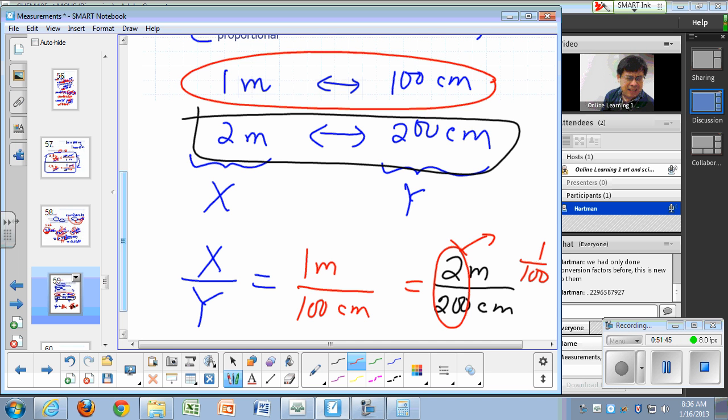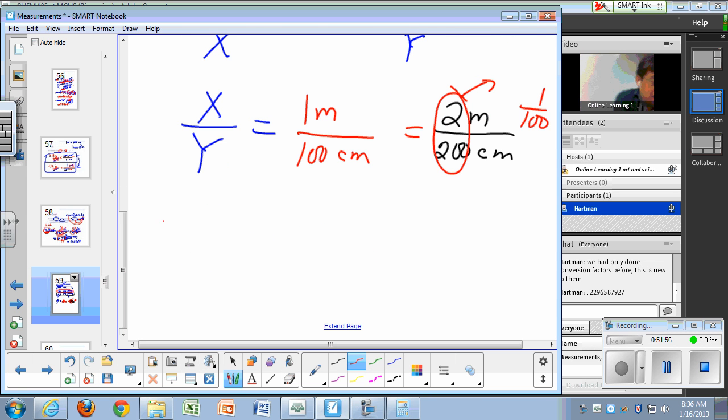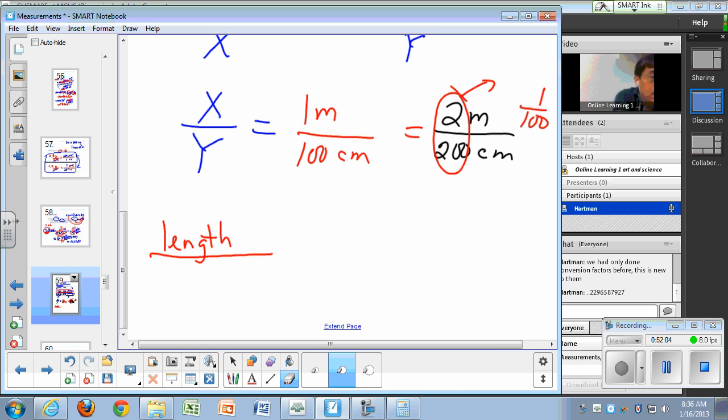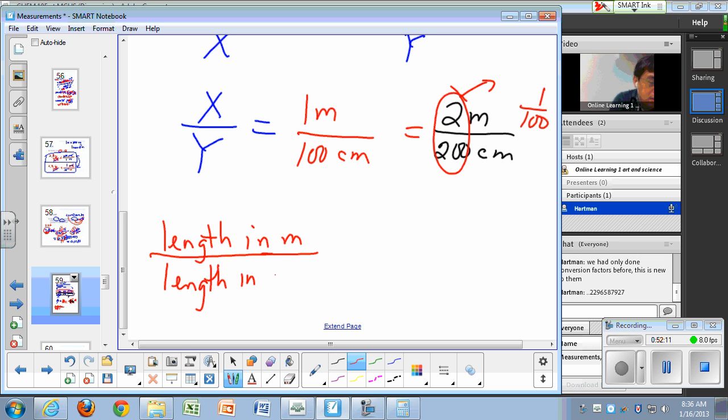Okay? That helps you a lot in solving a lot of problems in chemistry, because a lot of the things we deal with in chemistry are directly proportional. All right, so let me rewrite this. I can say the length in meters divided by length in centimeters equals 1 meter over 100 centimeters.